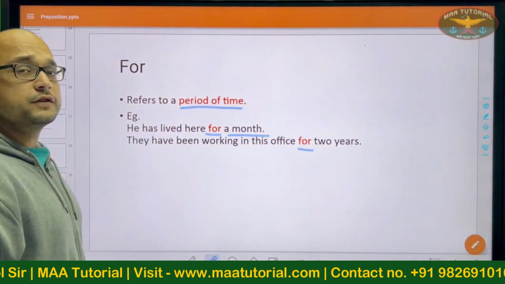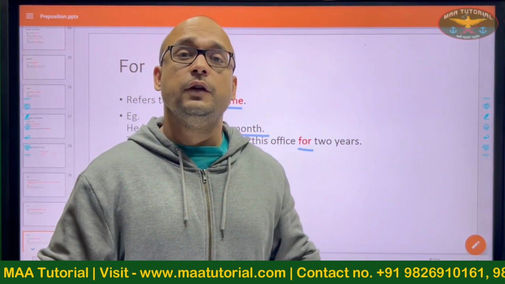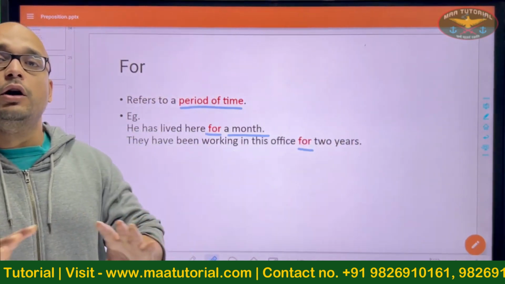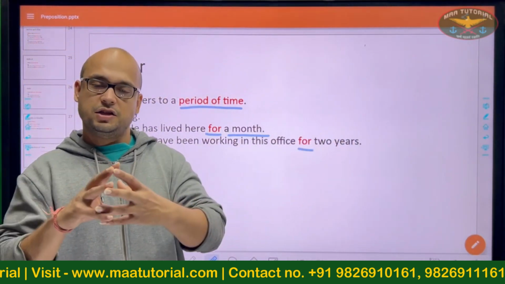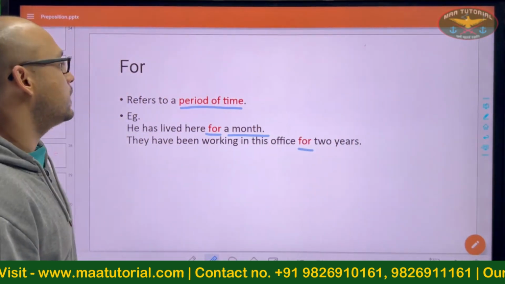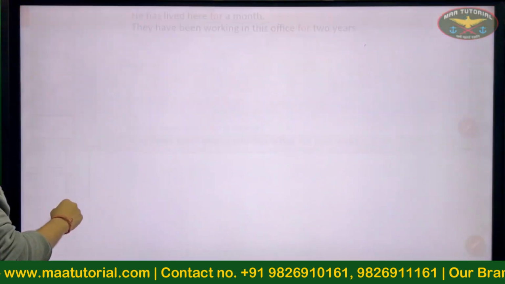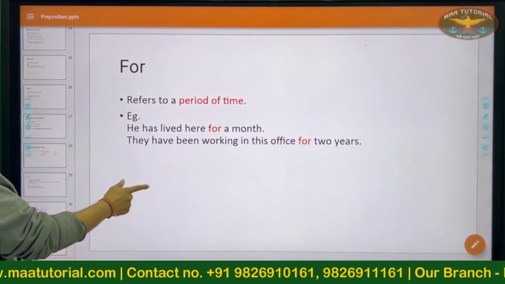They have been working in this office for 2 years. For is used for a period of time. 2 years is a period of time, an elongated, stretched period of time, continuation. Therefore, we use the word for. It refers to a period of time.